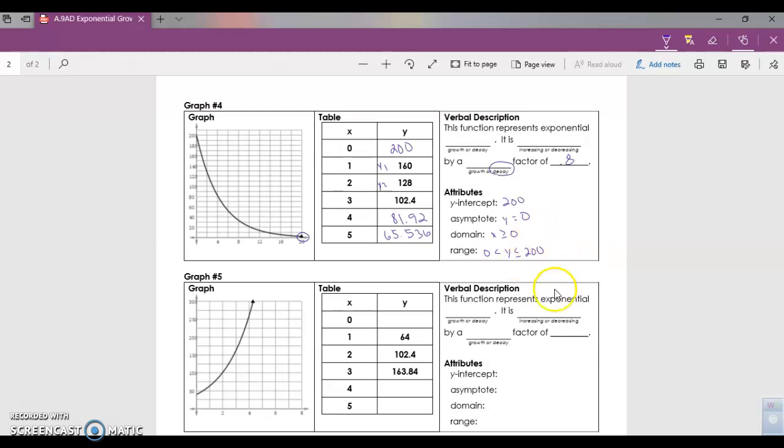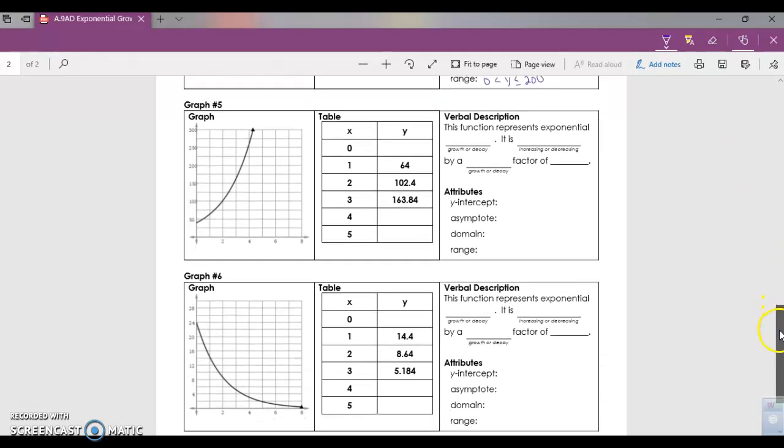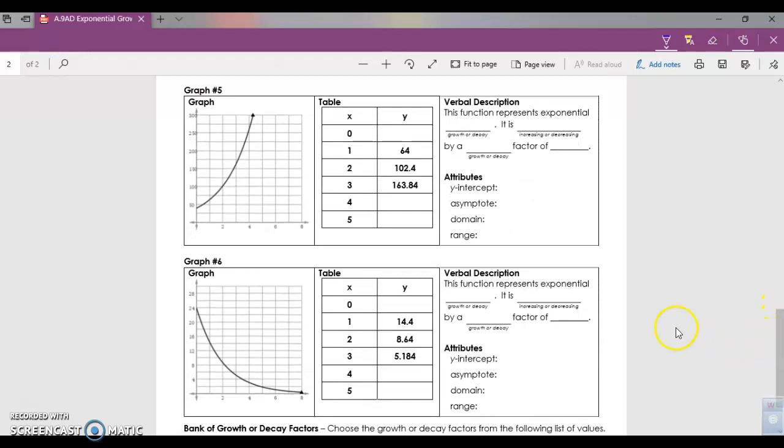So those are just two example problems from this worksheet. That should be enough to help guide you through the rest of these. Just make sure anytime you want to work backwards, divide by your factor. If we're going forwards, multiply by whatever your common ratio is, that growth or decay factor.